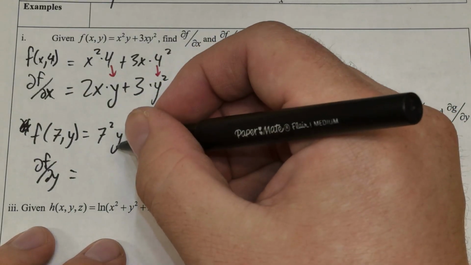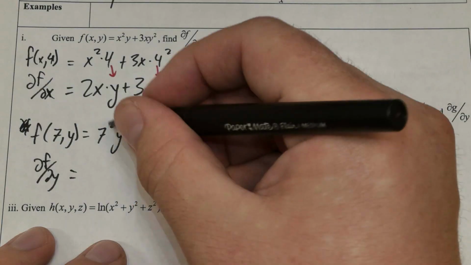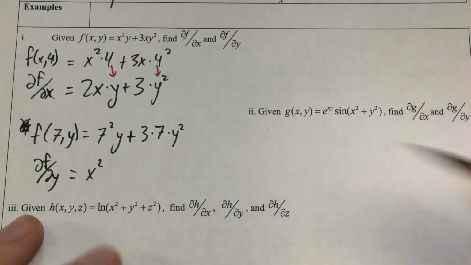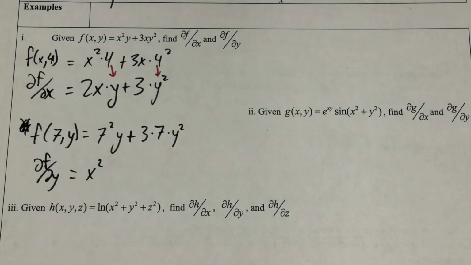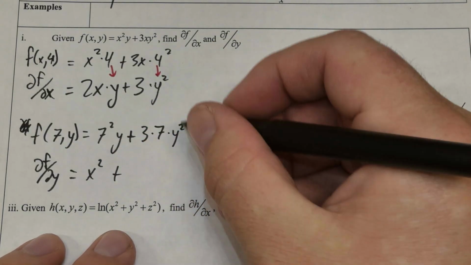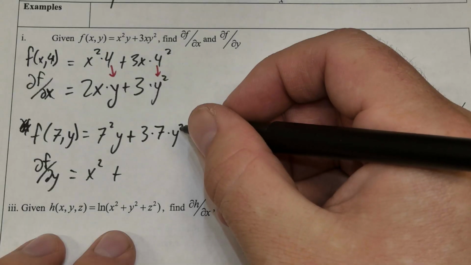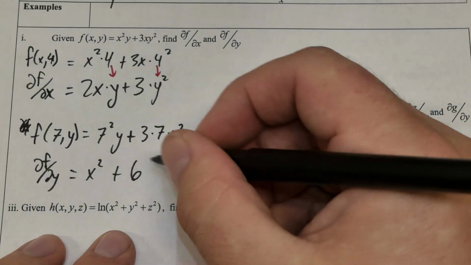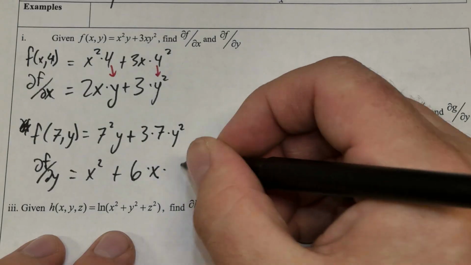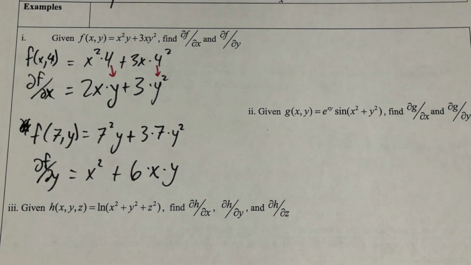The derivative of y is just 1. So it's 1 times placeholder squared. Over here, the derivative of y squared is 2y, so this becomes 6 times placeholder times y.